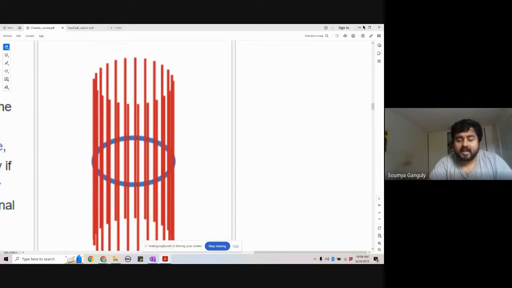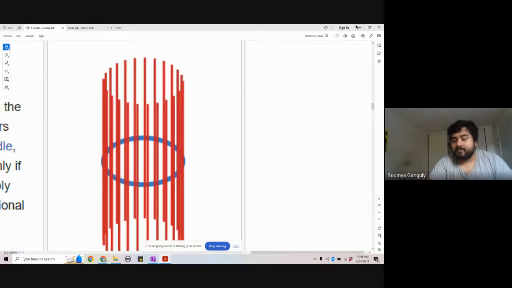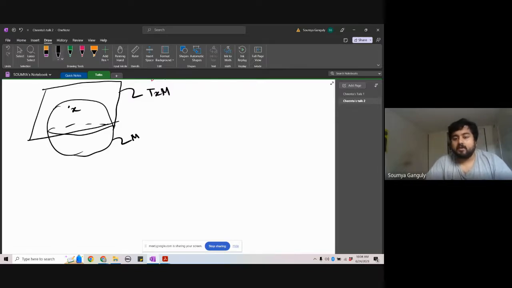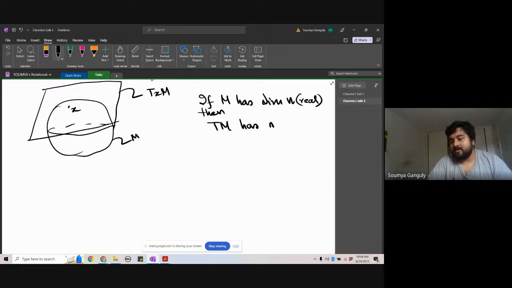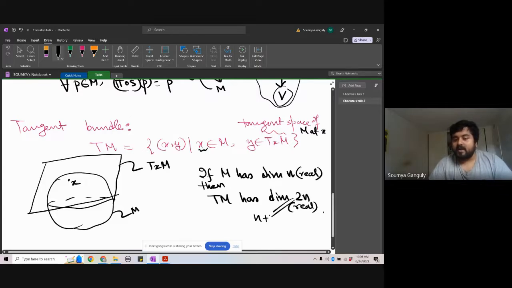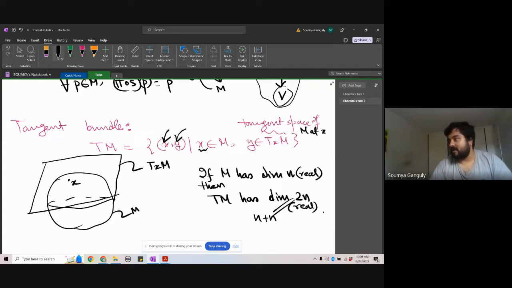Anyways, the point is, what is the dimension of the tangent bundle? The tangent bundle is a manifold, right? Because vector bundles are manifolds. So if M has dimension n, which is our real dimension, then TM has dimension 2n, which is also the real dimension. You can think of it like this: 2n is basically n plus n. One n is coming because of all the points in M. Another n is coming because of every vector space at that point.